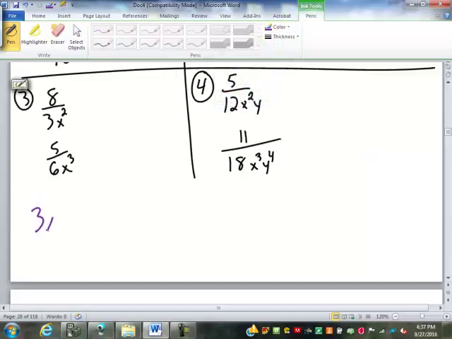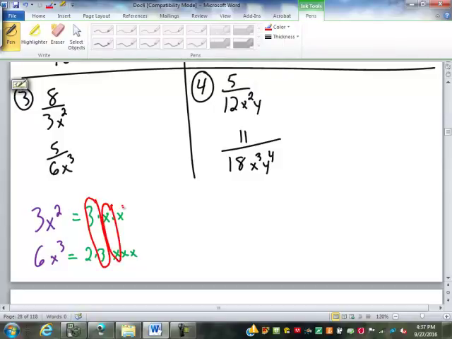For 3x squared and 6x to the third. Well, if I factor 3x squared, that's just 3xx. 6x to the third, that's 2 times 3 xxx. What do they have in common? A 3 and 2 x's. What does the top number need? A 2 and an x. Good. What's the bottom number need? Nothing. That has everything the top number has.